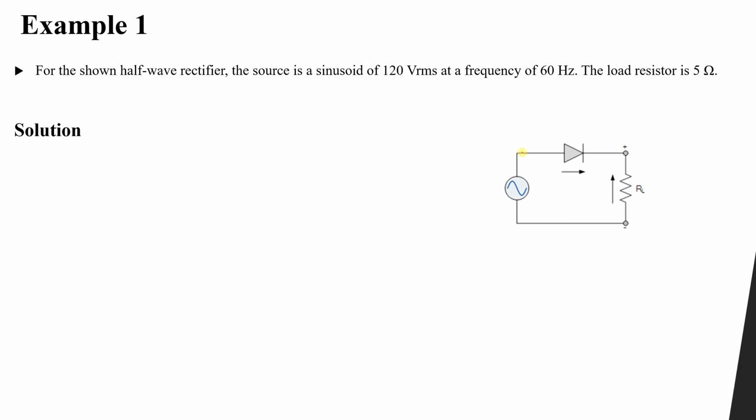this circuit consists of a sinusoidal AC source of 120 volt RMS. Remember, this supply voltage is RMS, not Vmax, however RMS. This is very important. Number 2, the frequency of the supply is 60 Hertz. Number 3, the load resistor is 5 ohms.